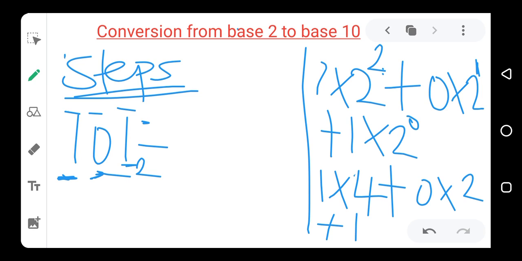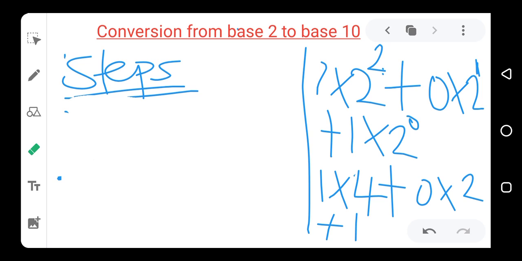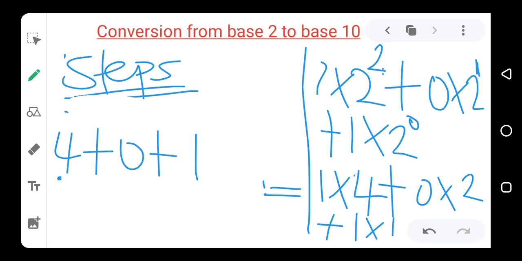Now that becomes, we now say 1 times 4. It now becomes 1 times 4 is 4, plus 0 times 2. Anything times by 0 is 0. Then plus 0. This one times 1. So 1 times 1 again is plus 1. So we are now going to have 5. That is 4 plus 0 plus 1.